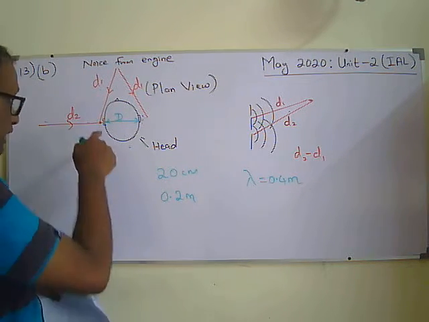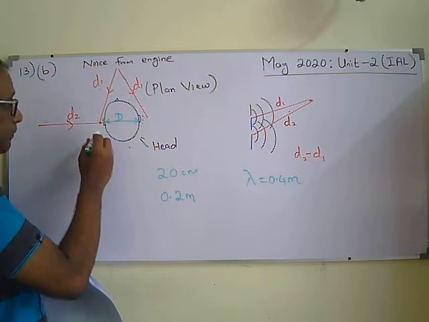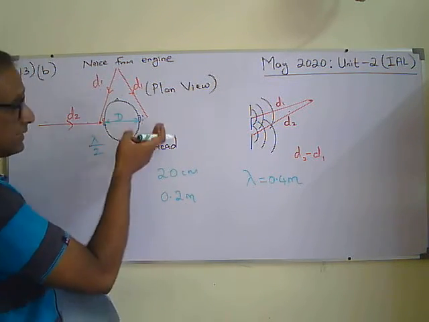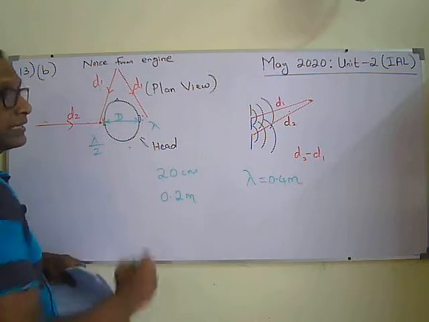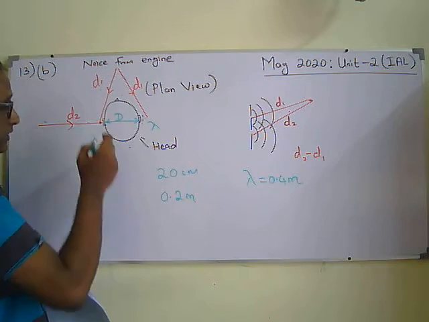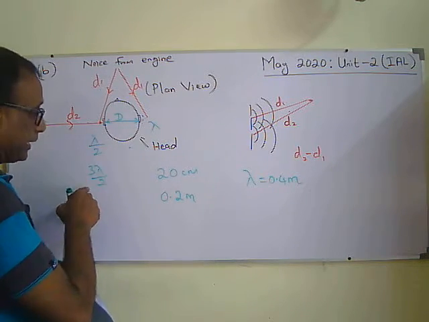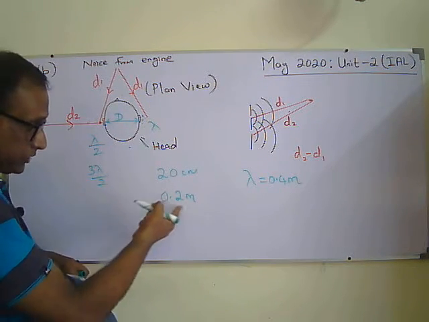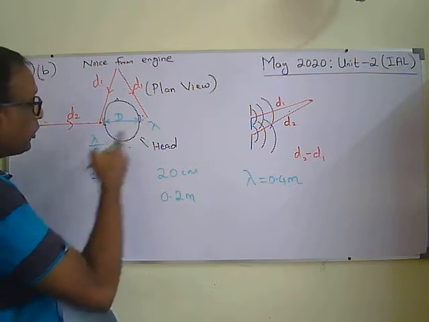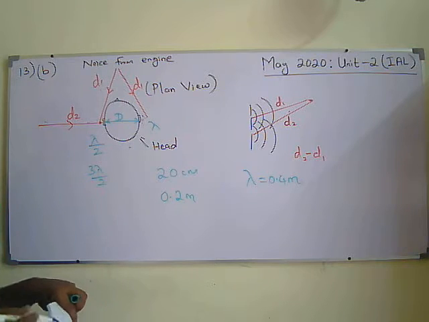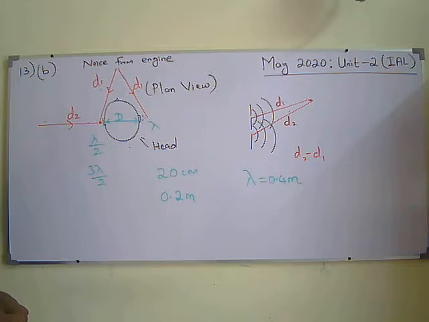The idea is if you get path difference here lambda by 2, here it's going to be lambda by 2 and the additional lambda by 2, it can be lambda here. If you get here path difference 3 lambda by 2, here it's going to be 3 lambda by 2, additional path difference lambda by 2 due to the size of the head. So it's going to be 2 lambda. So there will be constructive superposition on the right here.